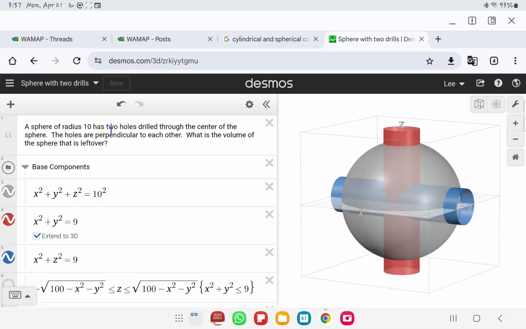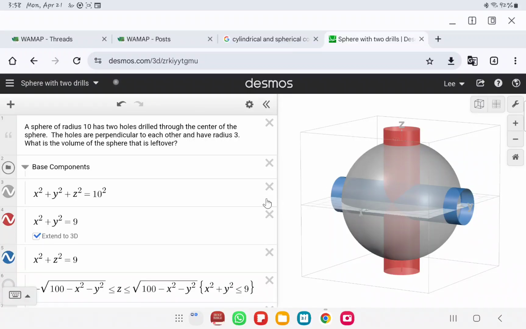It's got two holes drilled through the center. The holes are perpendicular to each other. And I should also mention they have radius 3, so the equation will have a 9. So I'm going to change that real quick. And then we want to know what is the volume of the sphere that is left over.